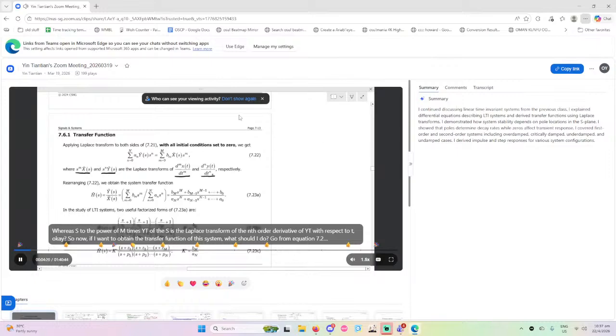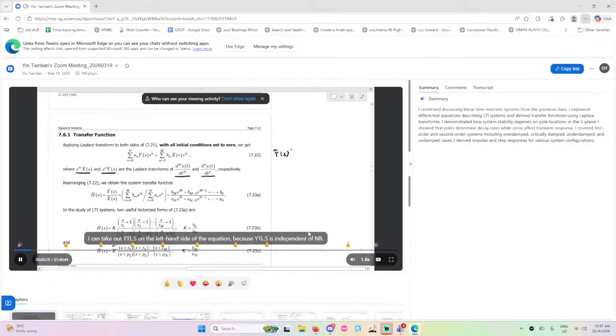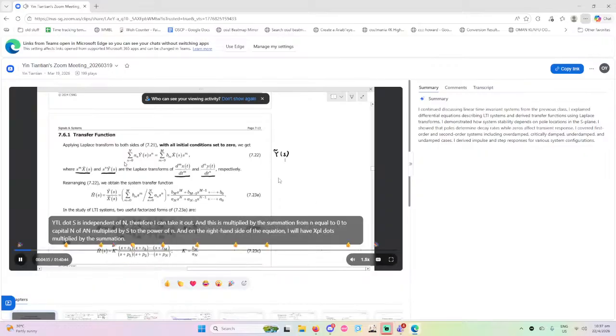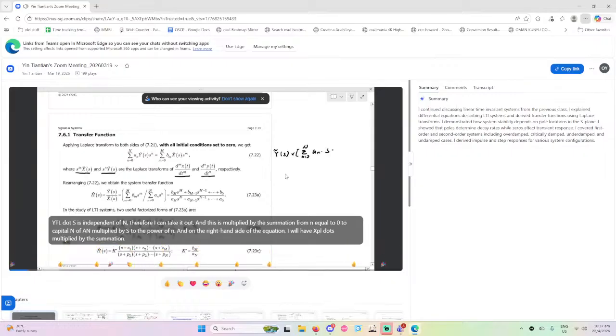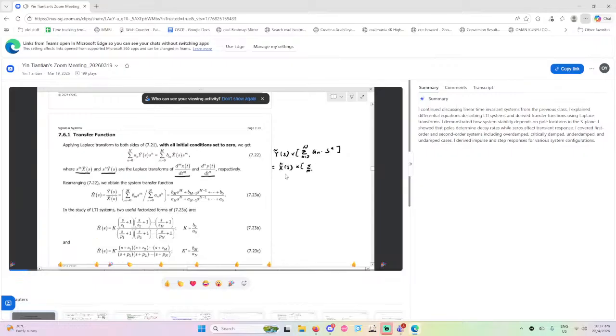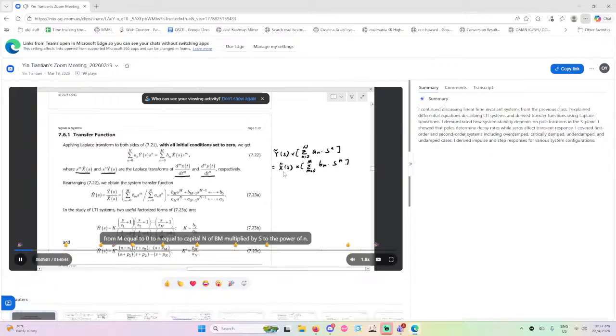Okay, so now if I want to obtain the transfer function of this system, what should I do? From equation 7.22, I can take out Y tilde s on the left-hand side of the equation because Y tilde s is independent of n, right? Therefore I can take it out. And this is multiplied by the summation from n equal to 0 to capital N of an multiplied by s to the power of n. And on the right-hand side of the equation, I will have X tilde s multiplied by the summation from n equal to 0 to capital M of bn multiplied by s to the power of n.